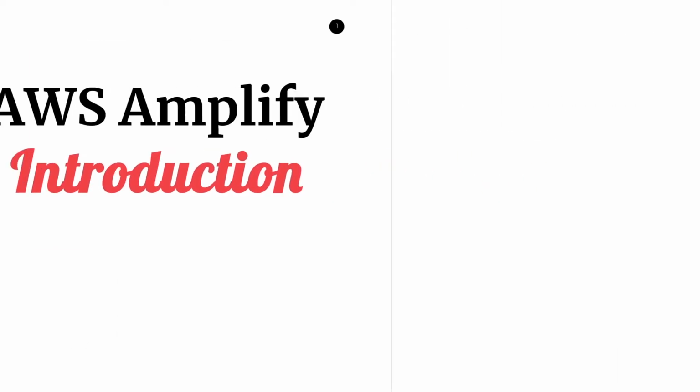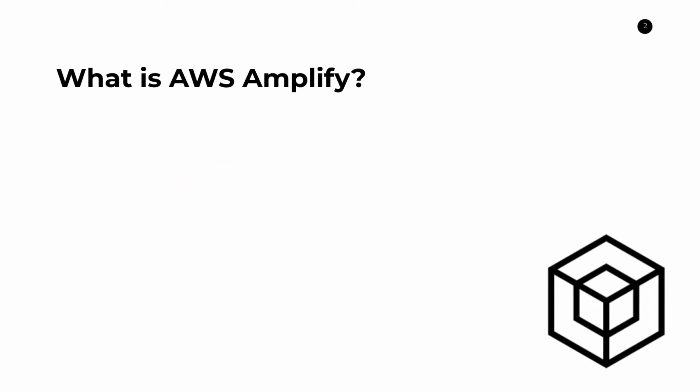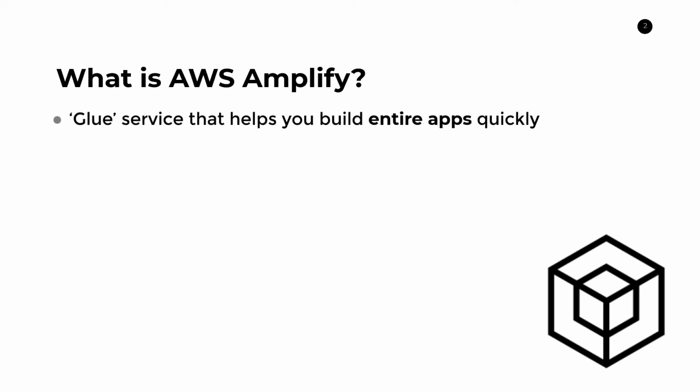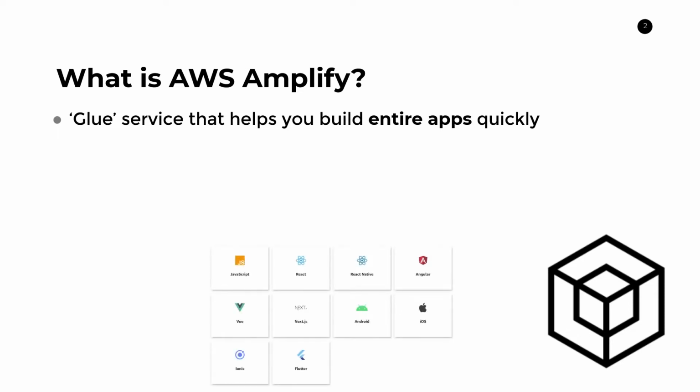So first of all, let's just start out with what is AWS Amplify. Now AWS Amplify is what I would consider to be a glue service that helps you build entire apps quickly. This can range from front ends to back ends to full stack applications, and there's a whole bunch of different options with different technologies that are available to you. So for example, here are some of the different options if you're building a full stack application. If you're using this for a web application, then JavaScript, React, or Angular are obvious choices. If you're using Amplify for a mobile application, then React Native, Android, and iOS are some other good options.